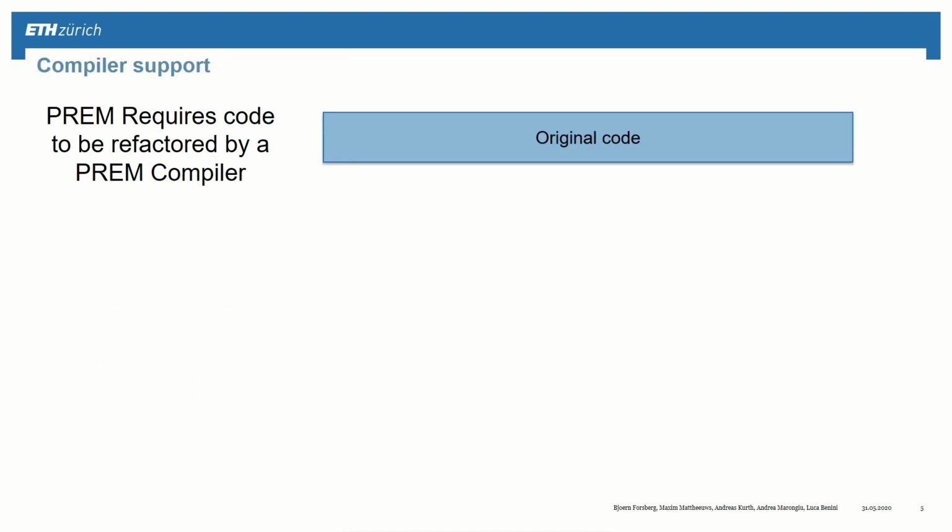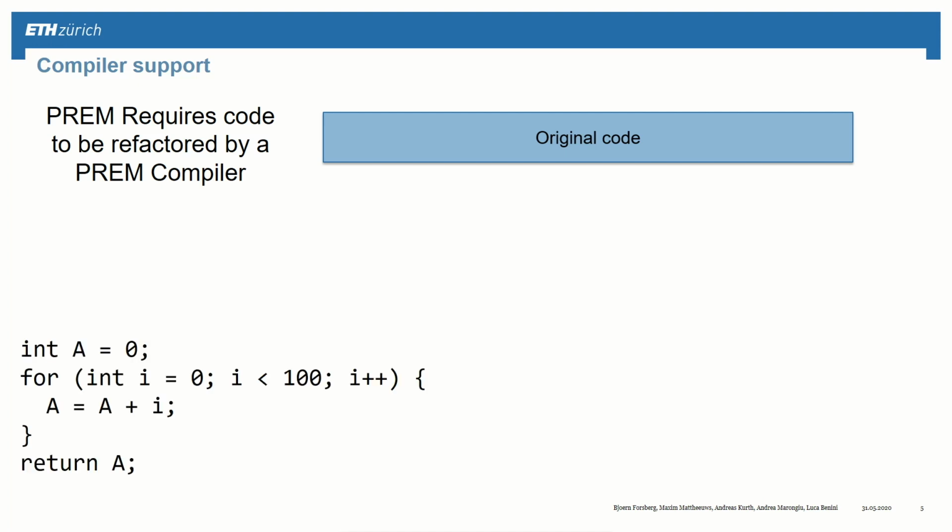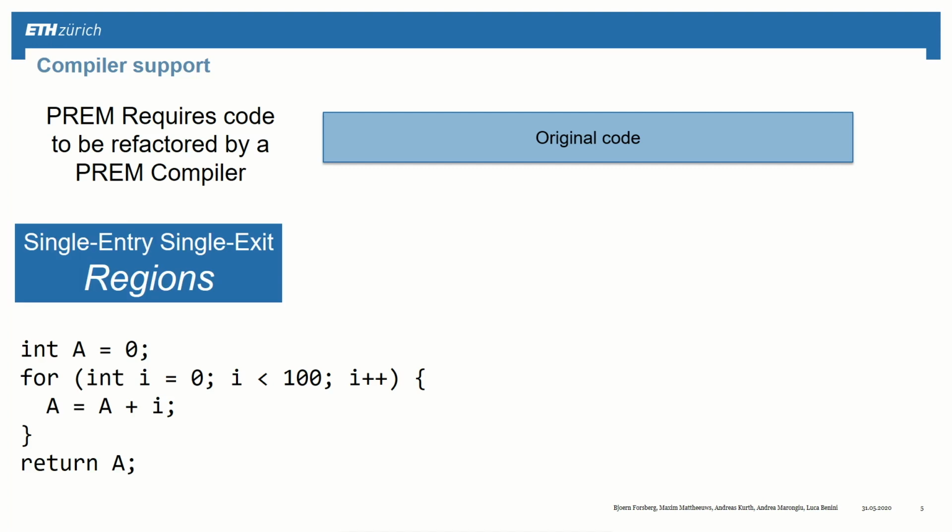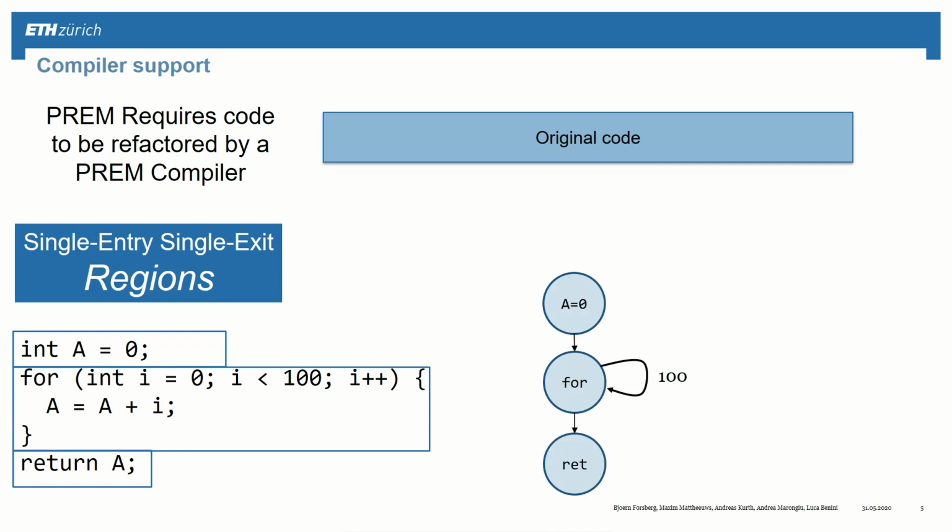Now, PREM requires code to be refactored, and this is typically done by a compiler. All of the state-of-the-art compilers that are available today take a piece of code and break it down into chunks corresponding to the single entry, single exit regions of the code. Now, this allows us to build chunks of the code, which can then be used as the atomic unit for selecting PREM intervals. To do this, we must of course also know the size of each of these chunks, which is computed by the compiler through static analysis.